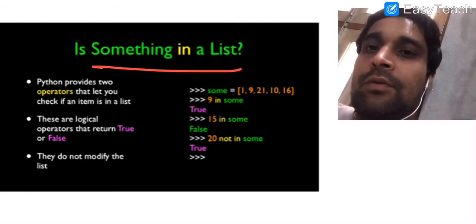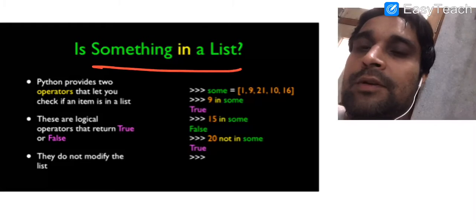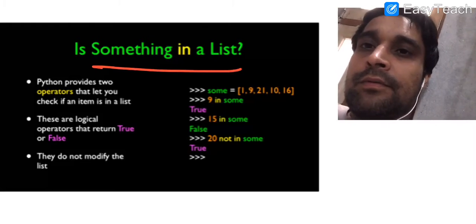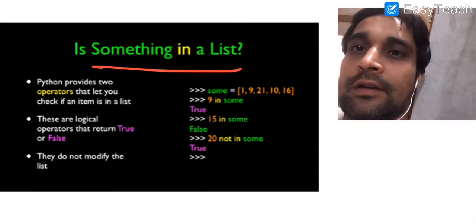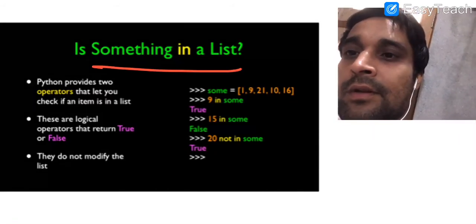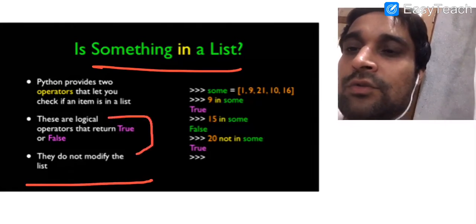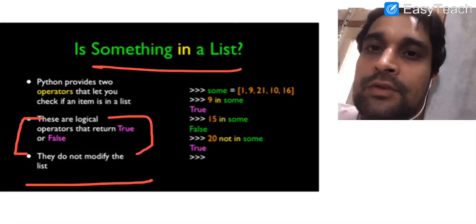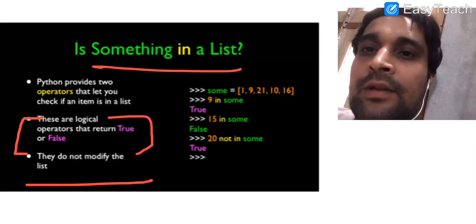Now to check whether a particular element is available in a list or not, you can use two membership operators available in Python. One such membership operator is in and another is not in. They do not modify the list, they return the logical values true or false based on whether a particular element is available or not.